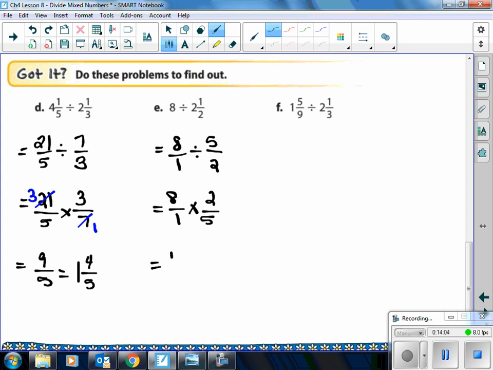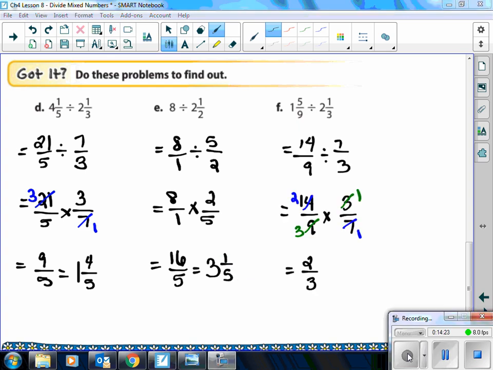So 8 times 2 is 16. 1 times 5 is 5. And now we'll change that back to a mixed number. How many times does 5 go into 16? 3 times. With how many left over? 1. And the denominator stays the same. There's your answer.